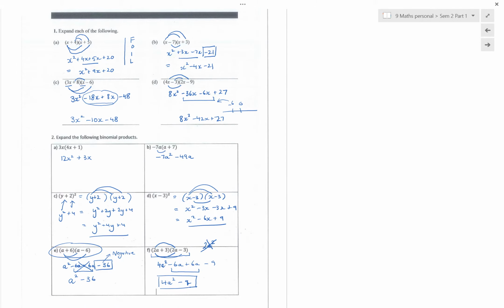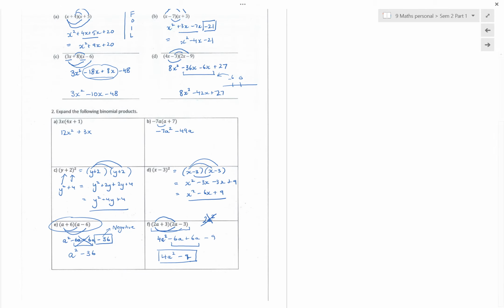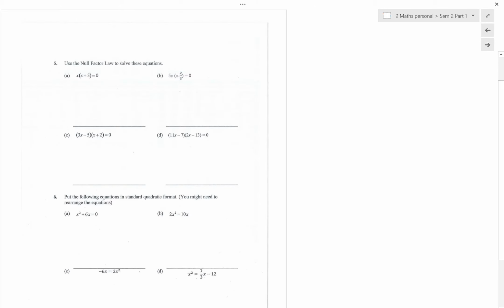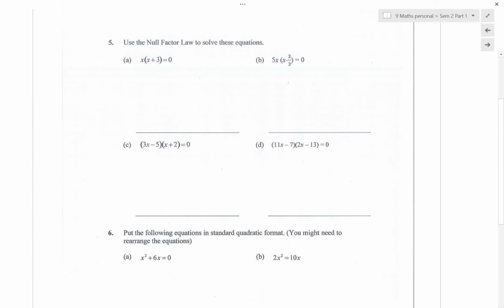All right. Now, if I go back to your skills audit, the only thing that we need to look at is solving quadratic equations using the null factor law. Can someone please shout out, what does the word null mean? We refer to zero, so we've got an equation equaling 0. Let's very quickly look at some null factor laws. Be careful. Make sure you show your working, because if you screw up, you can still get some marks.